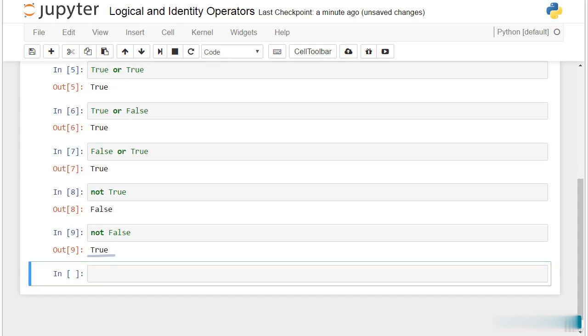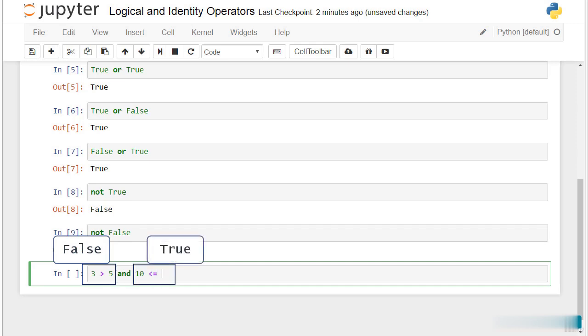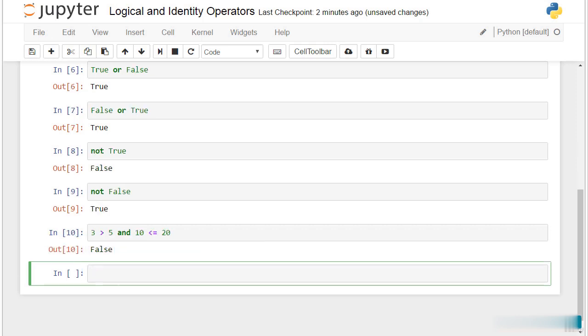Let's see a slightly different example. The idea is to show you in this cell that the Boolean operators can be applied not only to Boolean values. The statement 3 greater than 5 is false, while 10 less than or equal to 20 is true. False and true entails false. And this is what we obtained. Good.